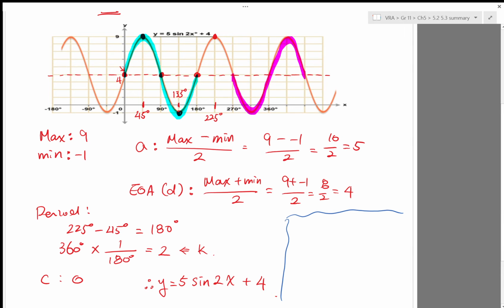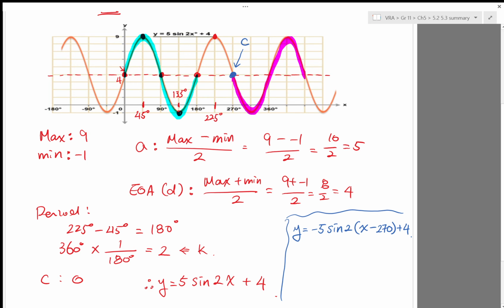Now, if you choose this red or pink highlighted portion as your graph, then you can say this is my starting point. So this becomes your C value instead of the 0. Now, if this is a sine graph, you're going down instead of going up to the max to begin with, that means there's a vertical reflection. So your A is the negative value. So then it can be y equals negative 5 sine. Rest is the same, 2, but your starting point is at 270, so minus 270 plus 4, okay?